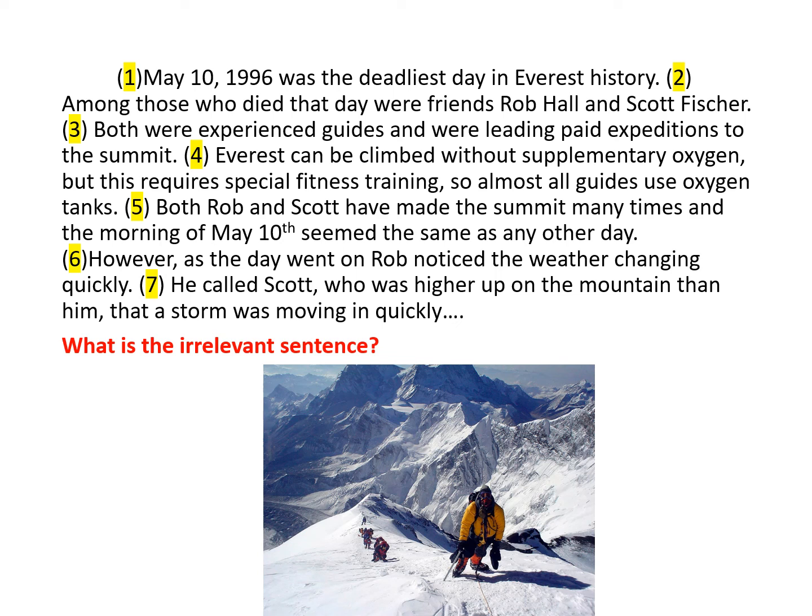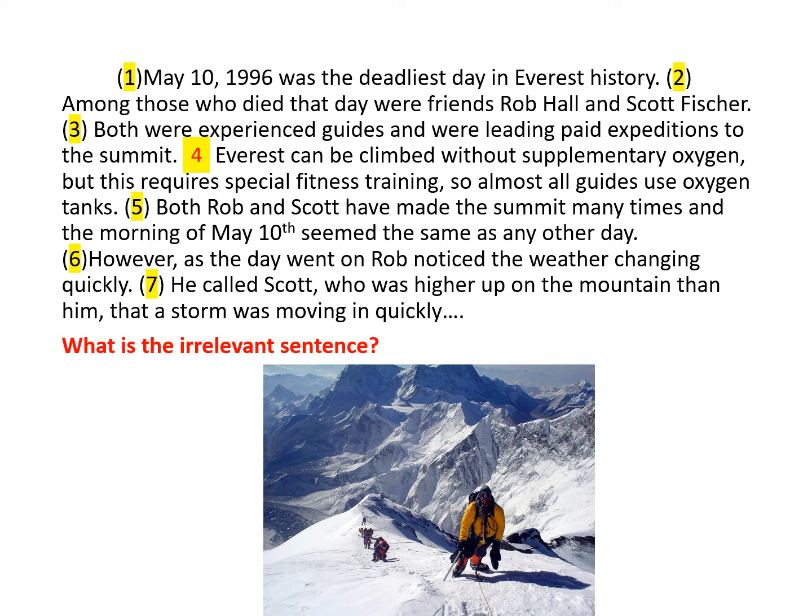So when we look at the beginning of this paragraph again, the first sentence I would say is probably an introductory sentence, right? It talks about the deadliest day in Everest history. The second sentence is going to focus on Rob Hall and Scott Fisher and how those people died. The rest of the supporting information is going to support how Rob and Scott died that day. So what is the irrelevant sentence? What seems to be just a little bit out of place? Well, I would say here that it's sentence 4.